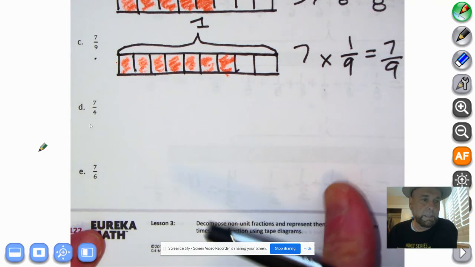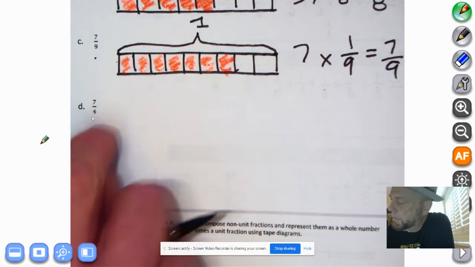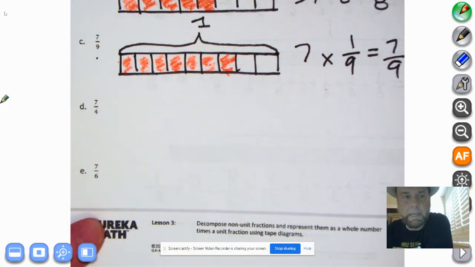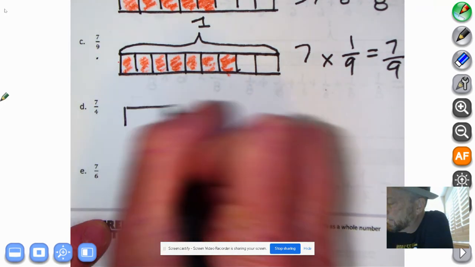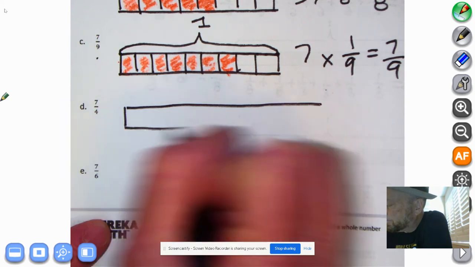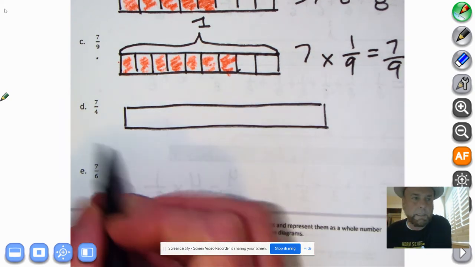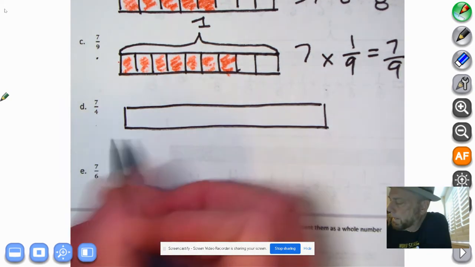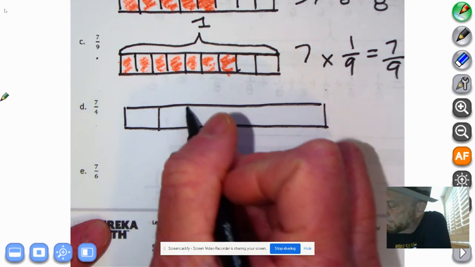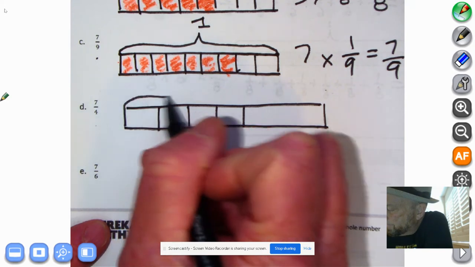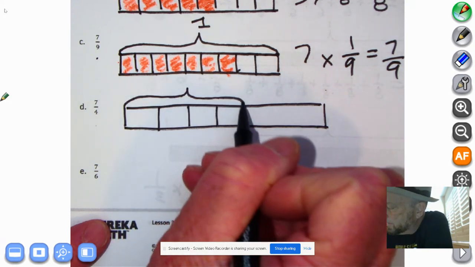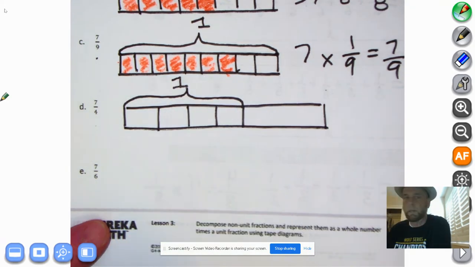Head on down here, 7/4. So we know that this number is greater than 1 because the denominator is larger than the numerator. So we're going to make this one go out a little bit. And how many parts is my 1? It's 4 parts. So watch this. 1, 2, 3, 4. There's my number 1. And do this one with me. Don't try to do this one on your own. Okay, so there's our 1, right?